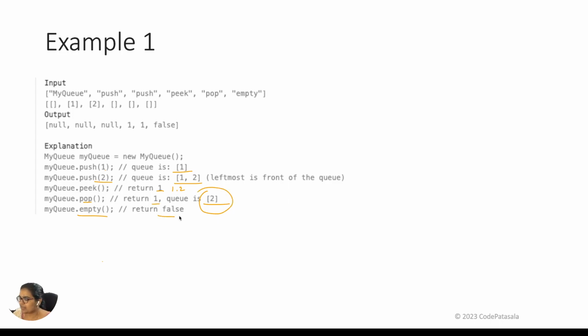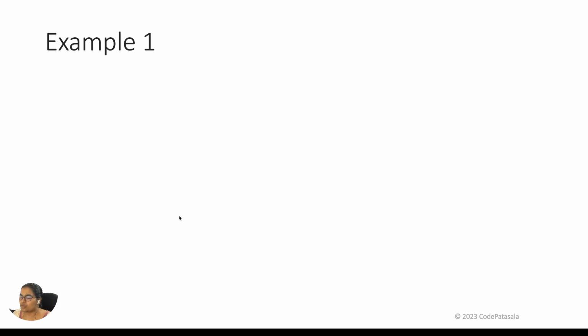So let's see how to implement this. So we have to take two stacks, correct? So queue is a FIFO, first in, first out. Stack is a LIFO, last in, first out. It's completely opposite of queue. Queue returns the oldest first, stack returns the newest first.